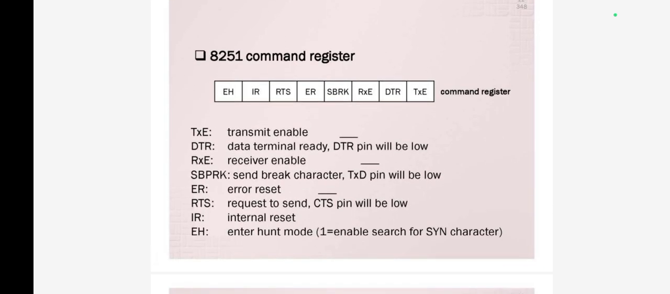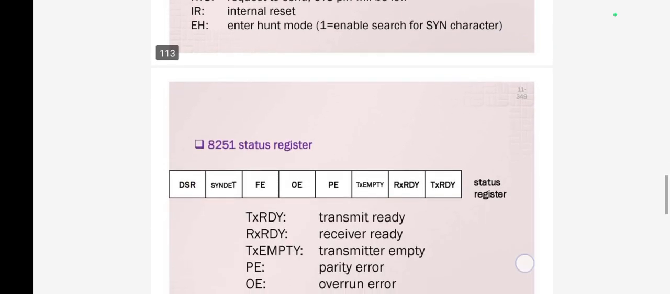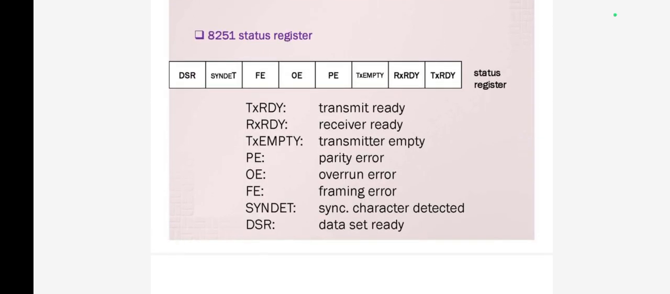The command register also is an 8-bit register, with transmit enable, data terminal ready, receiver enable, send break character, error reset, request to send, internal reset, and enter hunt mode. These are the available bits. And the 8251 status register depicts the status of the 8251, which involves transmit ready, receiver ready, transmitter empty, parity error, overrun error, framing error, synchronous character detected, and data set ready.